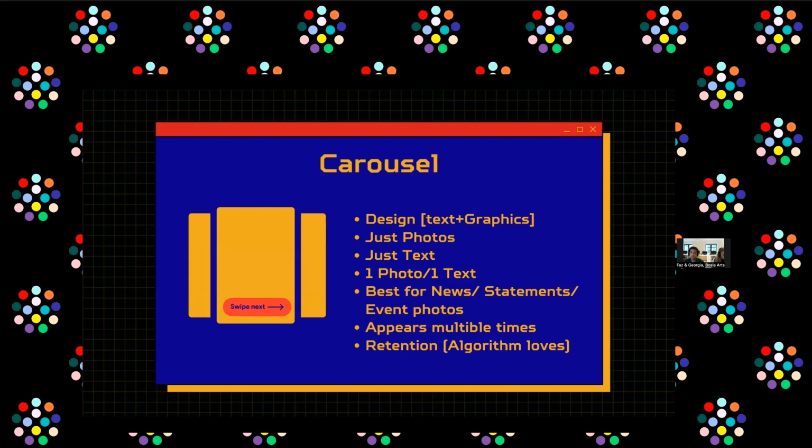Now we go to the carousel, which we kind of touched upon. I'm also aware of time, we might just run a few minutes after, if that's okay with everyone.